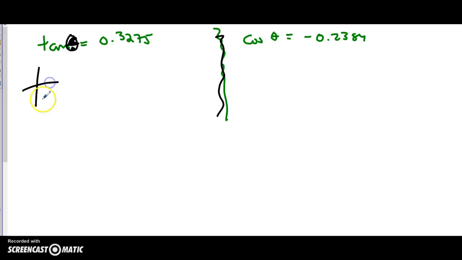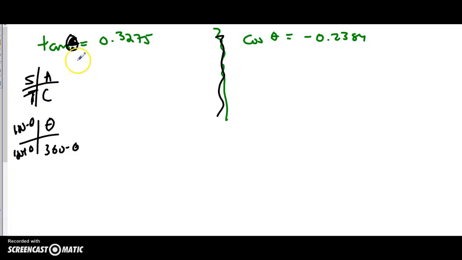Well, let's use our CAST law. I keep going back and forth with this. I've got 180 minus theta, 180 plus theta, and then 360 minus theta. You'd be using these over and over again. So tan theta is positive, so I know my answer is going to end up in quadrant 3 and quadrant 1. Everything is positive in quadrant 1, tan is positive in quadrant 3.